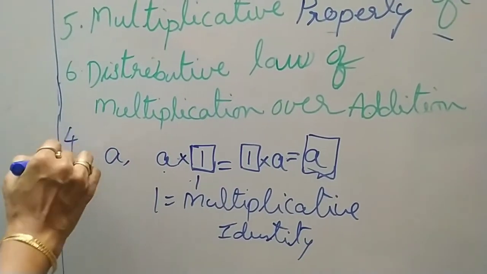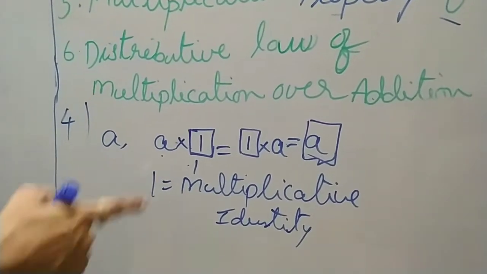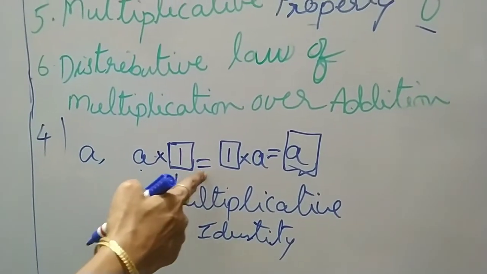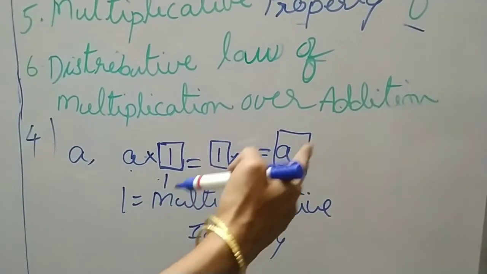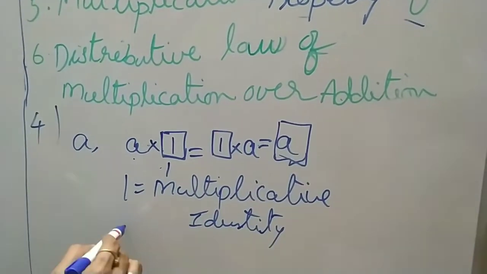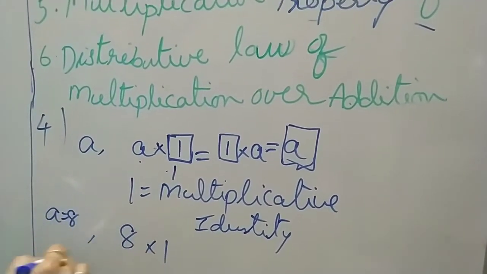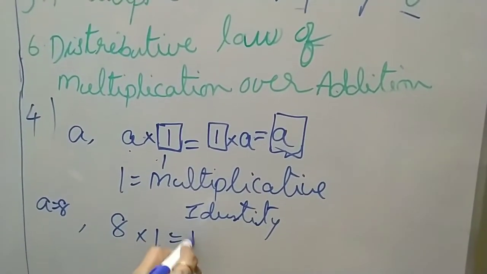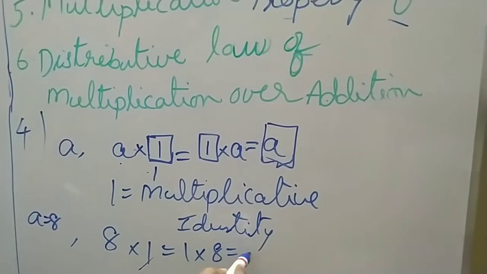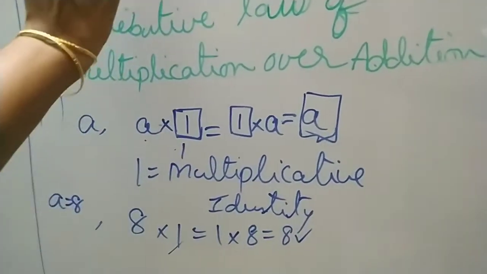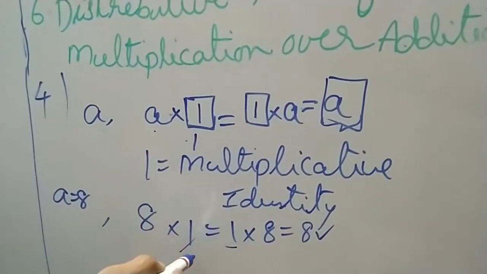Okay, this is your fourth property. If you take any whole number, that whole number into 1 equals 1 into that whole number, you will get that whole number only. Say with one example, 8 into 1. I am taking 8 in place of a. 8 into 1 equals 1 into 8 equals 8 only. So that is also a whole number. So multiplicative identity is 1.